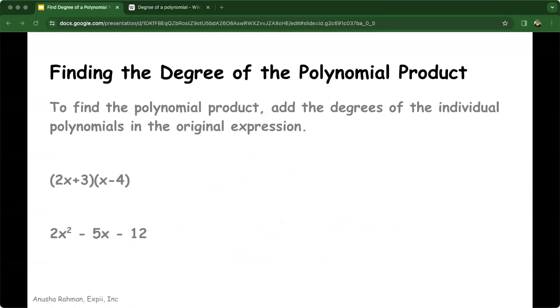So, to find the degree of the product of two polynomials, you want to add the degrees of the individual polynomials in the original expression. But what does that mean? When you multiply two polynomials together, the degree of the resulting polynomial is the sum of the degrees of the individual polynomials. Looking back at the previous example, we know that the polynomial product has a degree of 2. Why? The degree of 2x plus 3 is 1, and the degree of x minus 4 is 1. So we add 1 plus 1, which equals 2.